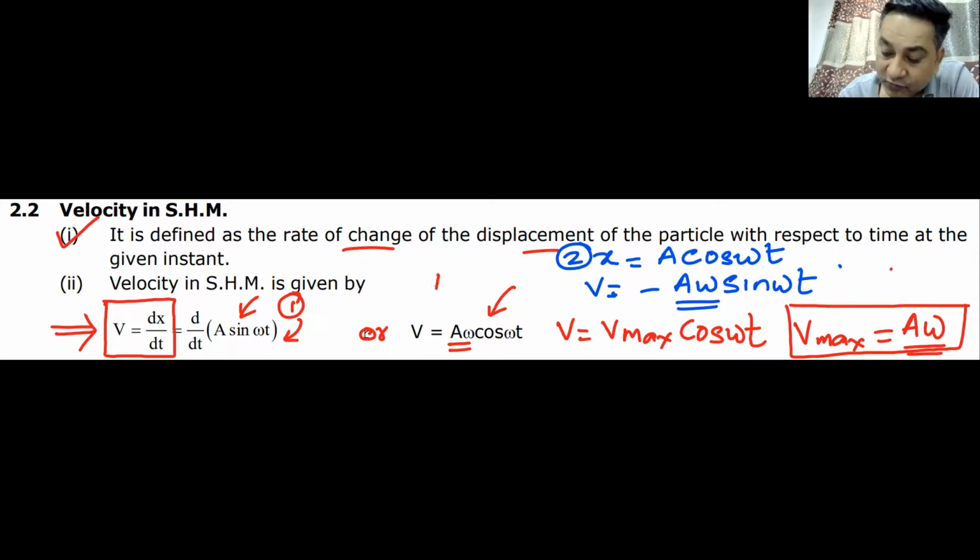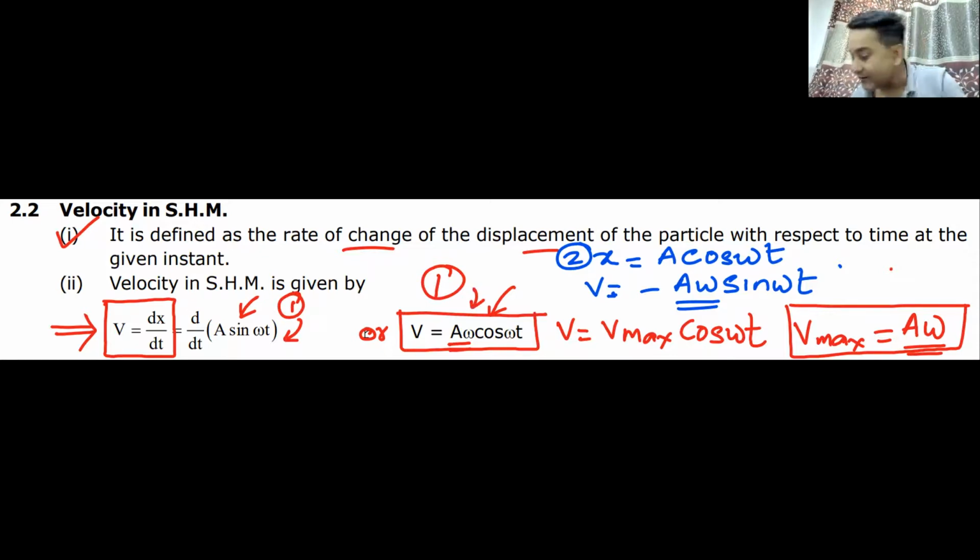So v is equal to a omega cos omega t. This is one way of writing the equation of velocity. Do we understand this? Here, remember the value of a omega can be written as v max, that is the maximum possible velocity. This is the first way of writing v. I'll give you a minute to note it down.